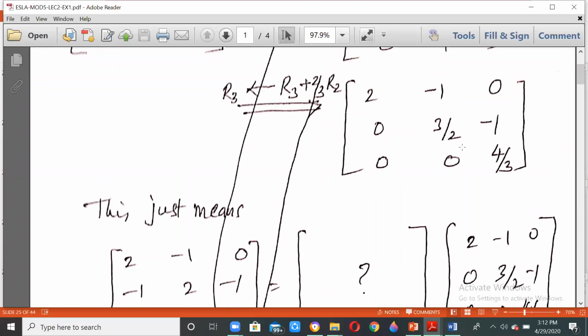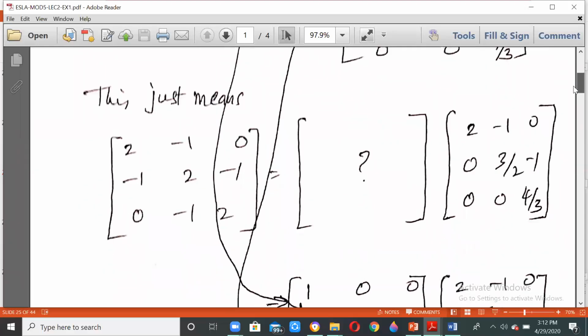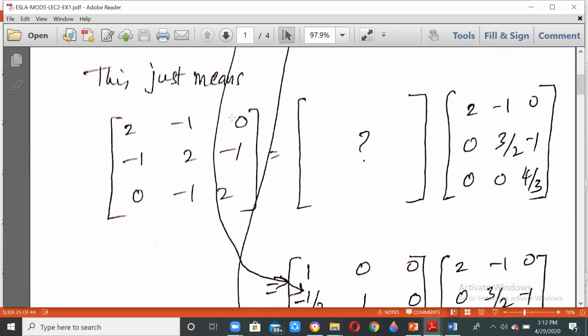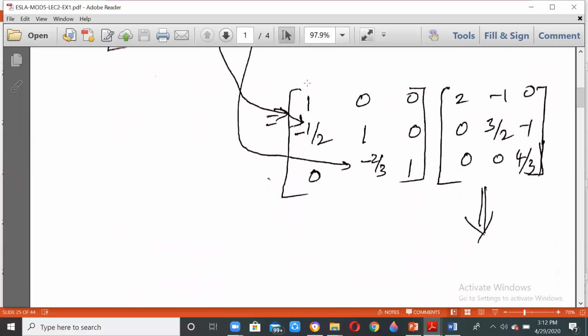decomposition, this just means that we have done the whole process. The original matrix 2 -1 0 -1 2 -1 is equal to question mark into whatever result we have got. So what is this matrix is what we want to get. The diagonal elements should be 1, the upper part of the triangle is 0. We want the lower triangular matrix rather.